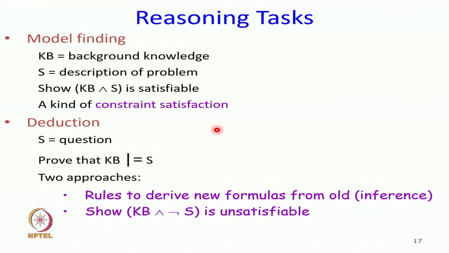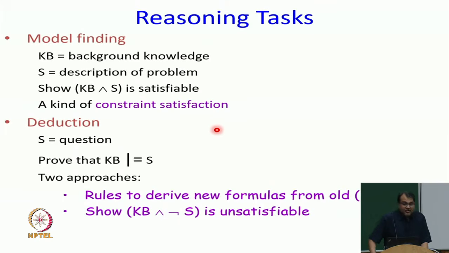When do I ever show KB and not S unsatisfiable? Have you ever done this, that you have to prove something but you said not S and then showed that this is not possible? When do you do this? Proof by contradiction. So this style of proving KB and not S unsatisfiable is equivalent to mimicking proof by contradiction. Okay? So now we are getting closer to our first inference algorithm.